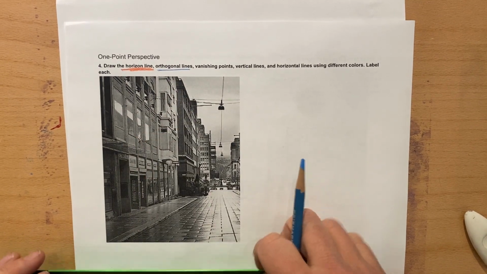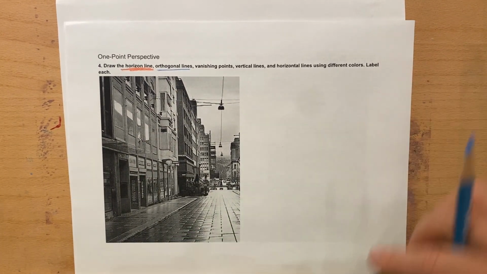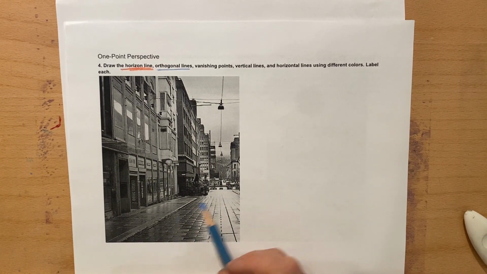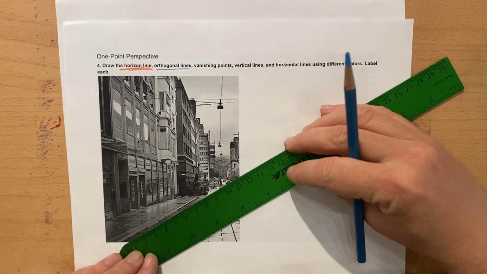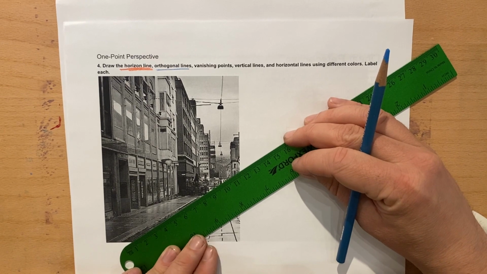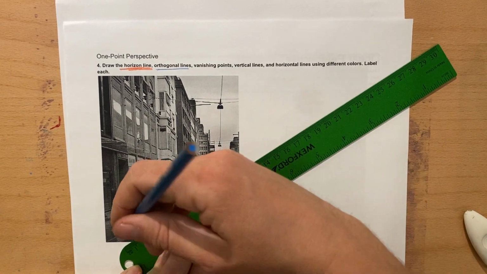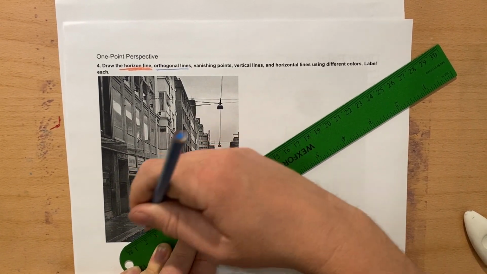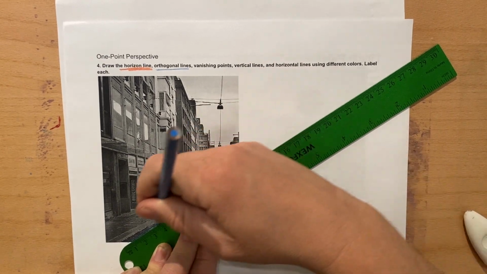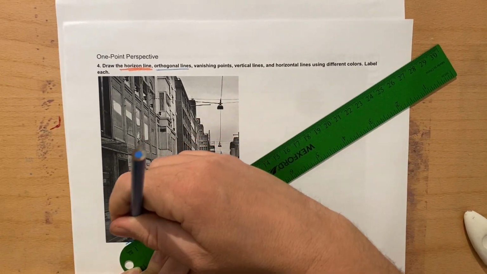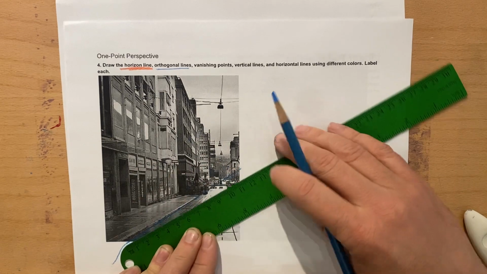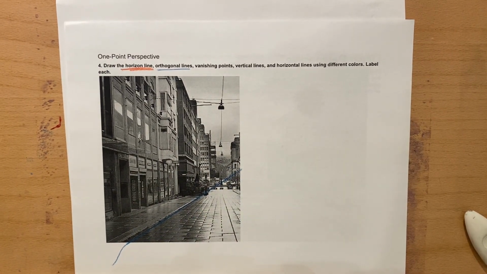All right, so let's do a couple of orthogonals. The orthogonal lines are going to be these strong diagonal lines. So this sidewalk one here, that's a really clear orthogonal. They're not always going to be 100% straight. They might be a little bit curvy. People don't build things absolutely perfectly. You just want to get kind of the general line of that.